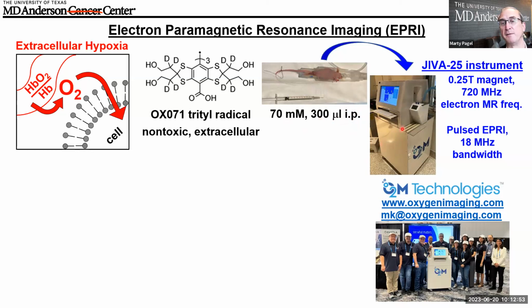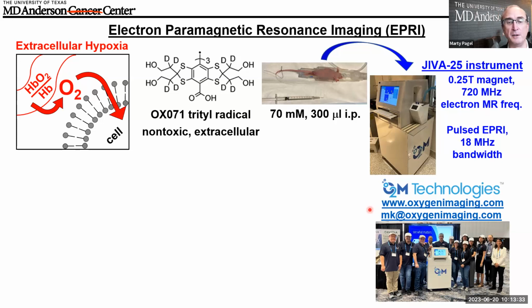And here is a Jiva 25 instrument from O2M Technologies. I'm an MRI person by training, so when I was fortunate, actually it's a 25 millitesla magnet, not 250 millitesla. There was a typo there. And when I received the system from O2M, it's just astounding that you can do really great imaging on an electromagnet. I'd never done that before. And we're proud in the lab that relative to our MRI colleagues, we have the largest megahertz. Of course, it's electron MR frequency, but at 720 megahertz. And so we've enjoyed partnering with O2M Technologies to refine this technology for our particular use.